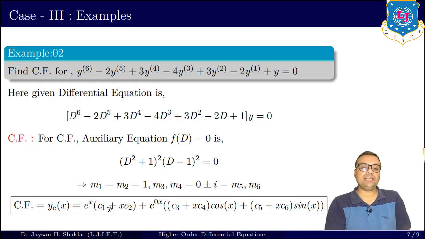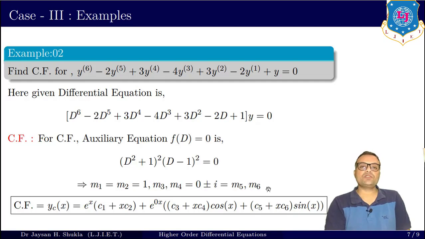So I am writing my first component for real repeated roots, following case number 2. So it is e raised to 1 into x, into (c1 plus x c2). This is due to the repetition of the real root. And for the complex roots, I am taking e raised to 0x, in brackets (c3 plus x c4) cos x plus (c5 plus x c6) sin x. So here 1 is beta and 0 is alpha. Alpha is always with the exponential, beta is always with cosine and sine, and as there is a repetition of the root, we are taking c3 plus x c4, c5 plus x c6.